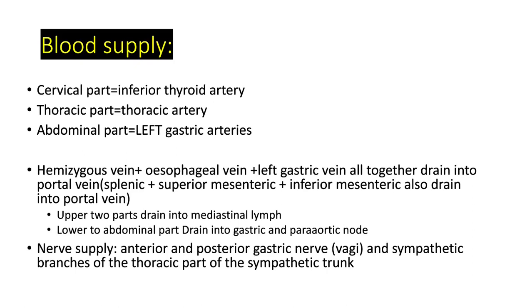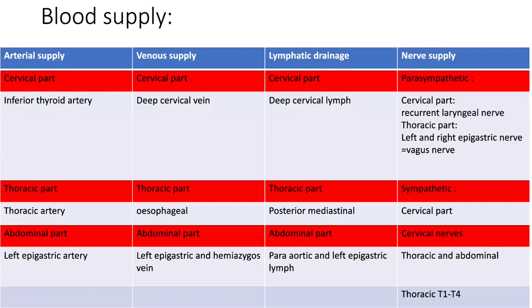Its nerve supply is from the anterior and posterior gastric nerves, which are subdivisions of the vagus nerve, and the sympathetic branch of the thoracic part of the sympathetic trunk. So this is the entire supply of the esophagus.